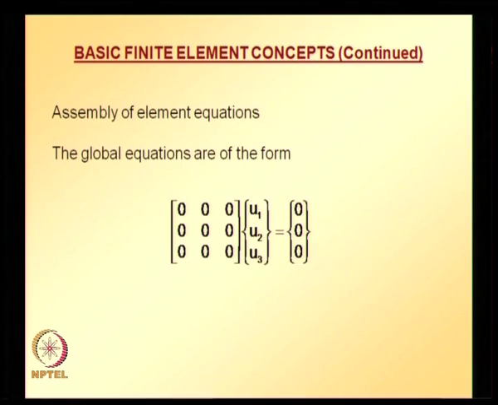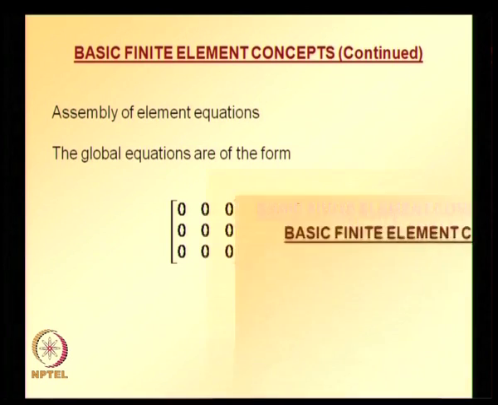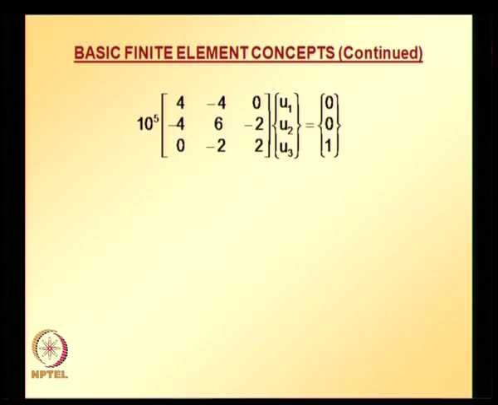Assembly of element equations. And please note that this problem is a one dimensional problem, and there are 3 degrees of freedom, one at each node. So you will have a global equation system of size 3 by 3, and the element 1 contribution goes into locations 1 and 2, because element 1 is connecting nodes 1 and 2. Element 2 contribution goes into locations 2 and 3, because element 2 is connecting nodes 2 and 3. So that is what is substituted, and this is the global equation system.